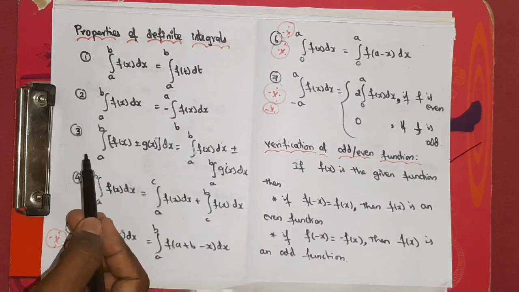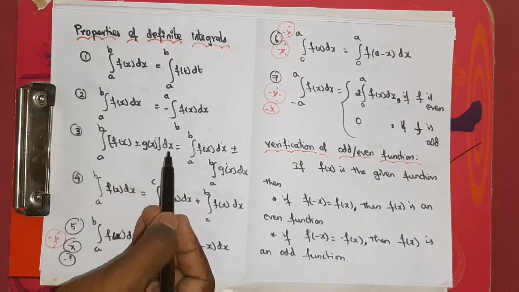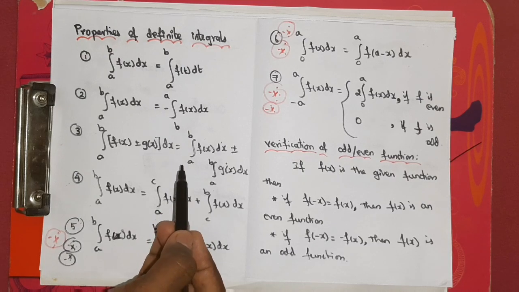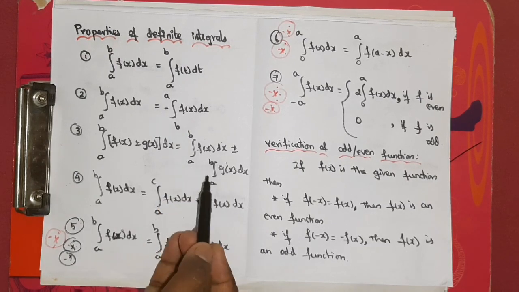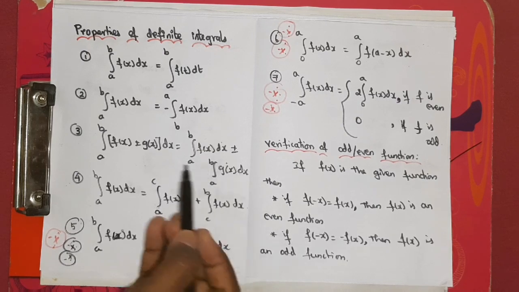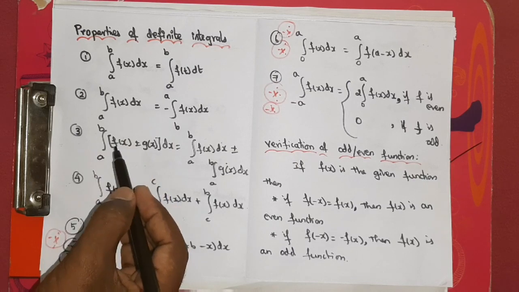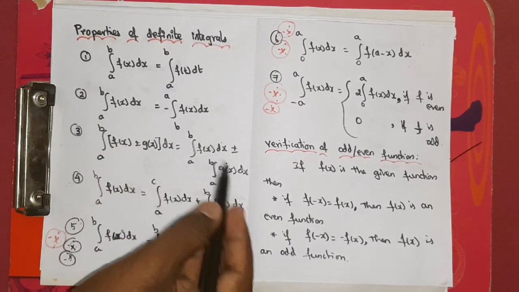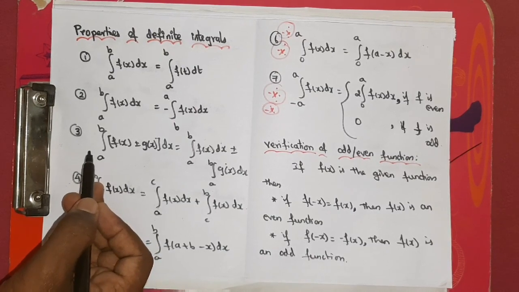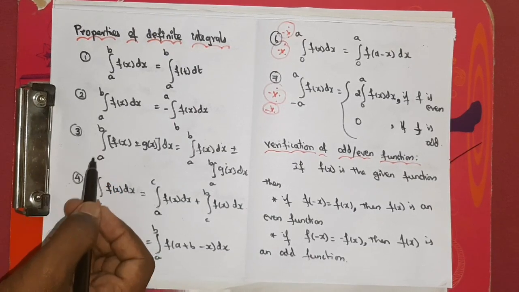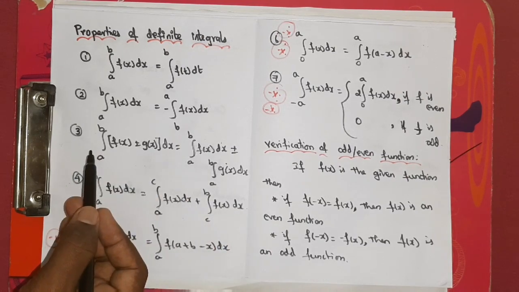The next property is: integral a to b f of x plus or minus g of x dx is equal to integral a to b f of x dx plus or minus integral a to b g of x dx. That is, you can take the integral a to b of f of x and g of x separately, then integrate. This we have already used in the introduction part, but we didn't use it in limit form. So here we have the limits, that's the only difference.